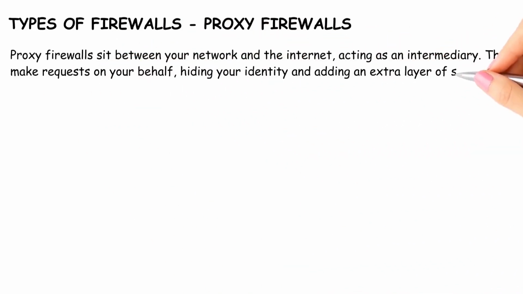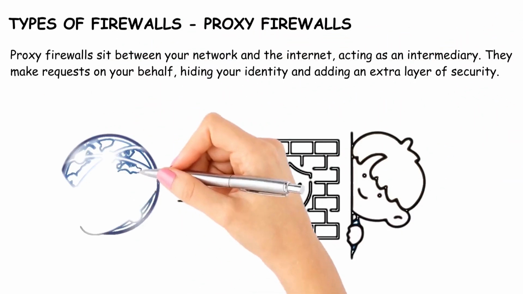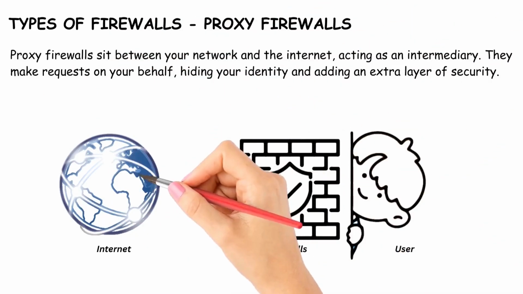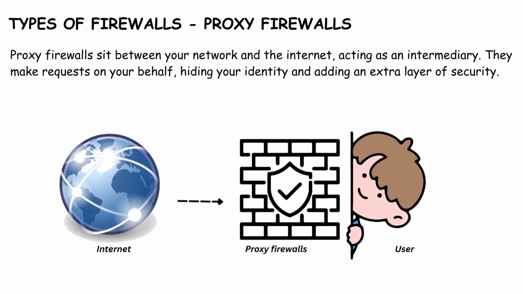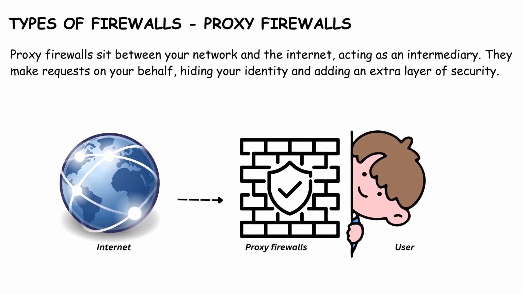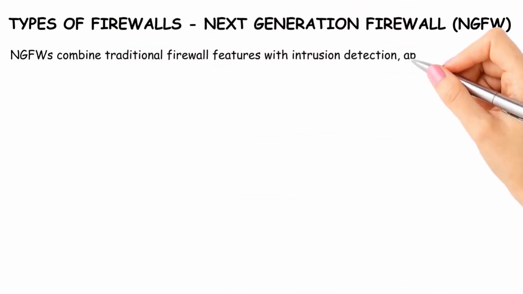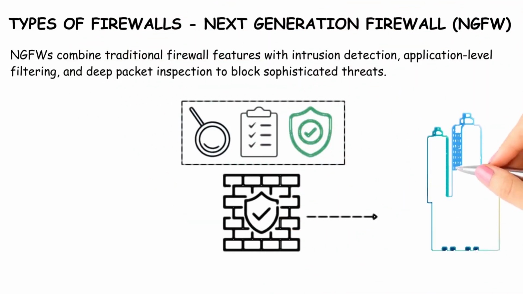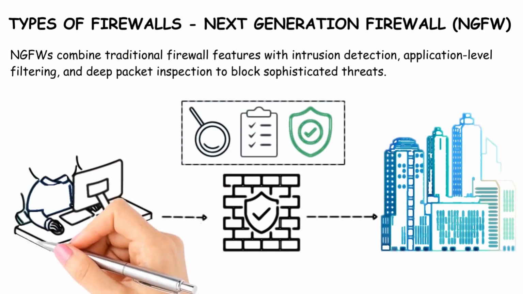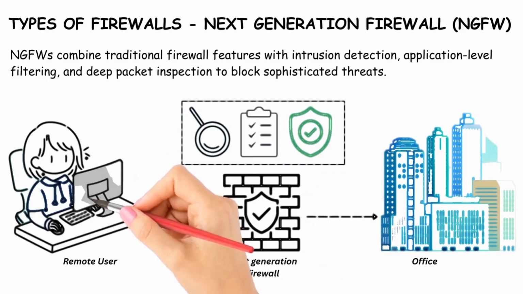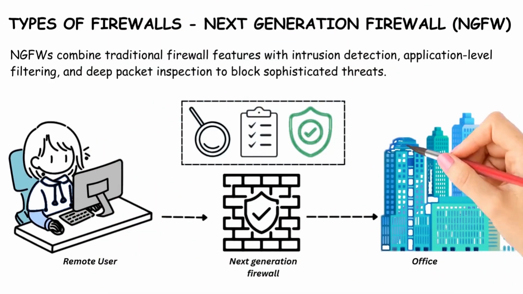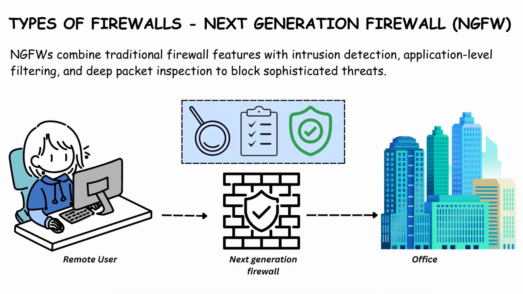Proxy firewalls sit between your network and the internet, acting as an intermediary. They make requests on your behalf, hiding your identity and adding an extra layer of security. The most advanced option is the next-generation firewall. NGFWs combine traditional firewall features with intrusion detection, application-level filtering, and deep packet inspection to block sophisticated threats.